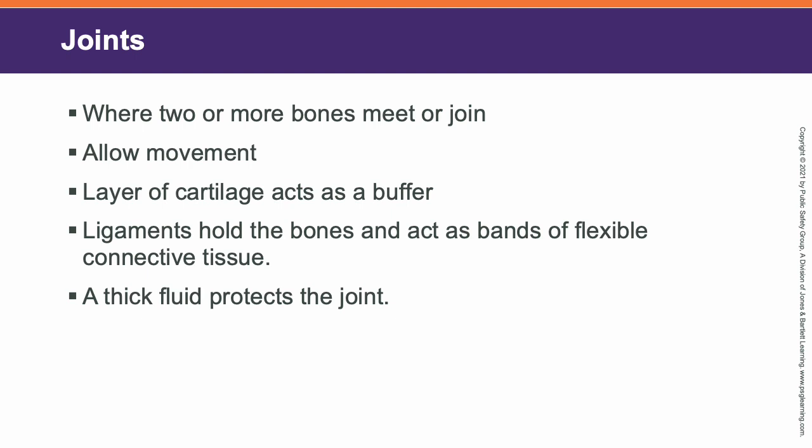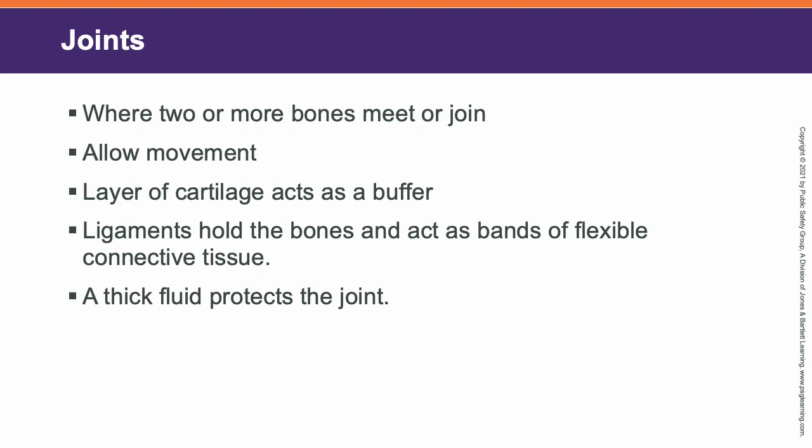All right. So joints, when we talk about joints, we're talking about anywhere where 2 or more bones meet or articulate or bend off of each other. Joints allow us to be able to move. Okay. Typically on the ends of those bones that make up a joint, there will be a layer of cartilage called articular cartilage.